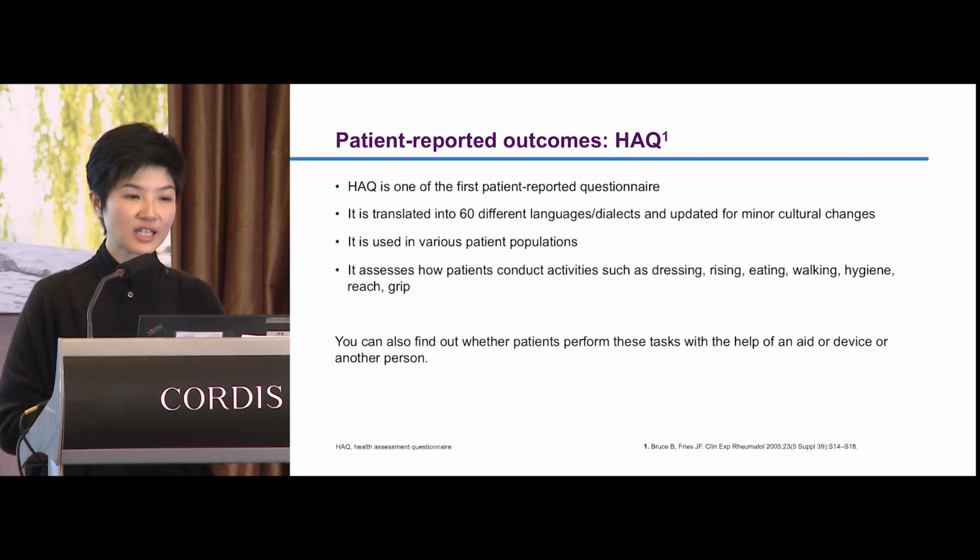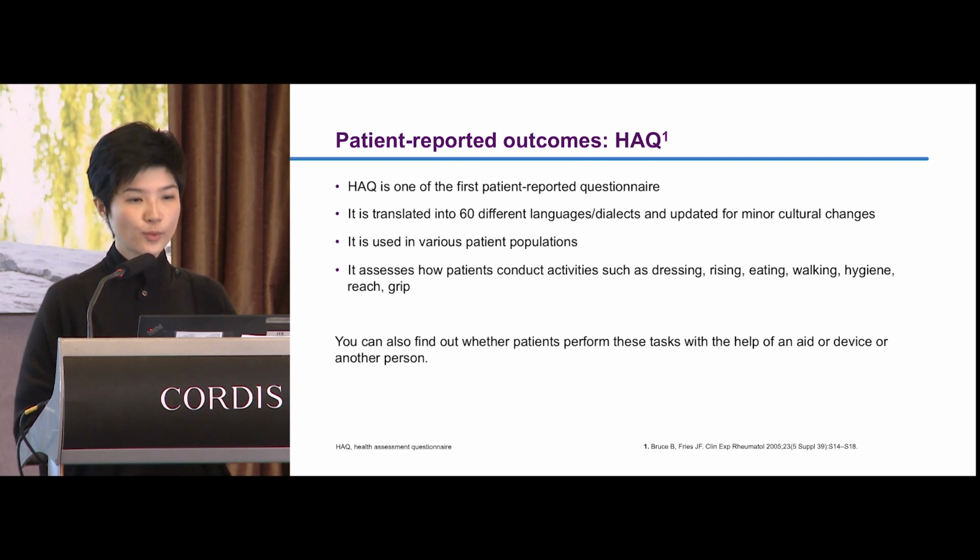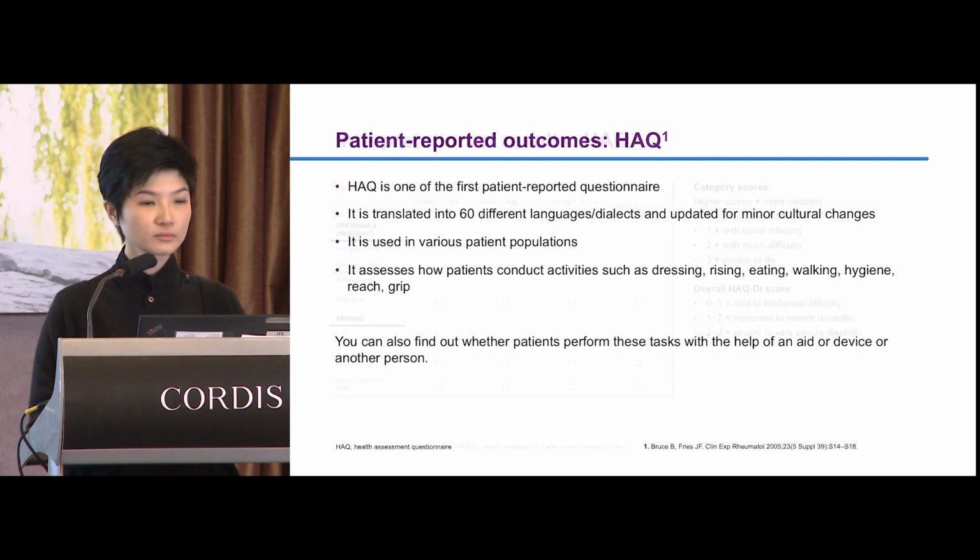For the Health Assessment Questionnaire, I think most of you must be very familiar with it, because this is one of the first patient-reported questionnaires, and it is used in various patient populations and translated into 60 different languages, with updates for minor cultural changes. It assesses how patients conduct activities in 8 categories, such as dressing, rising, eating, walking, hygiene, reach, grip, and other usual activities. And you can also find out whether the patient can perform these tasks with the help of an aid, device, or other physical assistance.